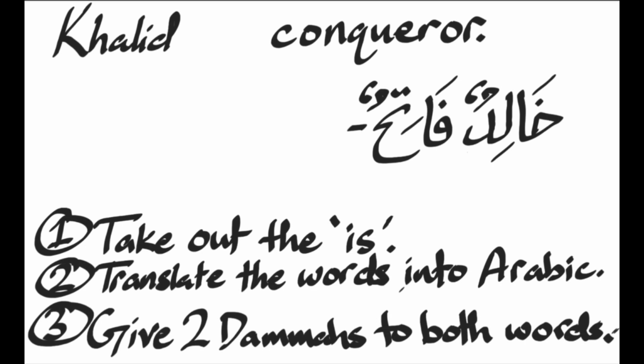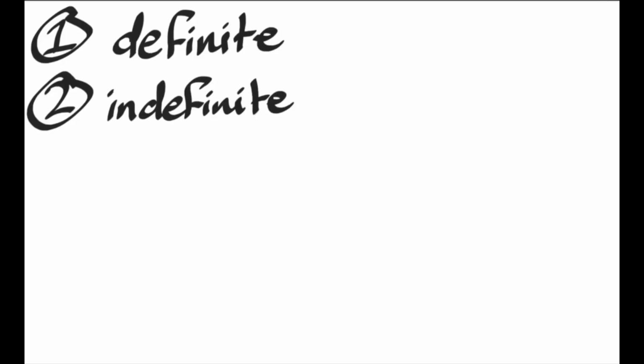Now that you have learned how to make a basic nominal sentence in 3 steps, there are 3 power points you need to keep in mind at all times when making nominal sentences. Number 1. The first thing you need to understand is that there are 2 types of nouns, definite and indefinite. Either you talk about something in general or you talk about something specific. If you are talking about something in general, then you will use an indefinite noun. And if you talk about something specific, you will use a definite noun.